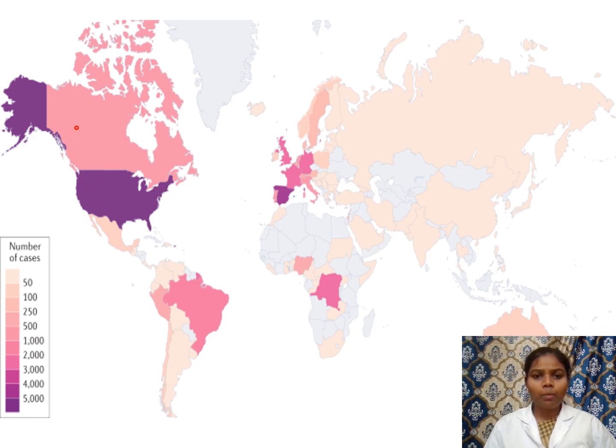Here we can see the number of monkeypox cases worldwide in different countries. These color shades are given according to the number of monkeypox cases in each country. The dark purple was given to United States of America, Alaska, and United Kingdom, where we can see the highest number of monkeypox cases. The next is 3,000 cases, and in India and Asian countries it is less than 50 cases.